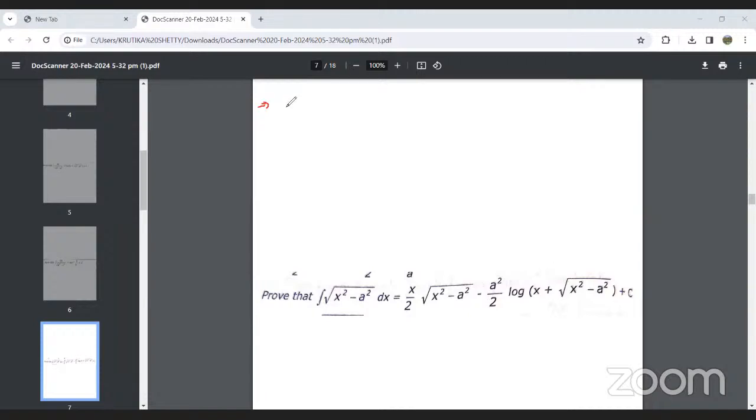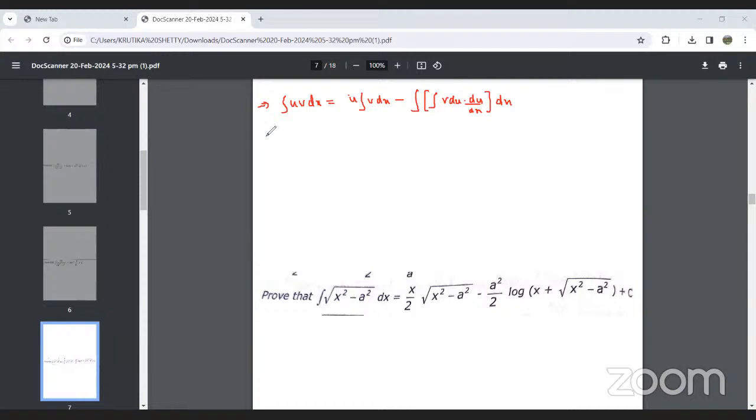So it is a little bit long, but it is easy. So by parts, u into v dx, this is the rule we are using. So you can remember it. I'll write it on the top: integration of u into v dx equals u into integration of v dx minus integration of integration of v dx into du by dx. So this is the rule we are using.